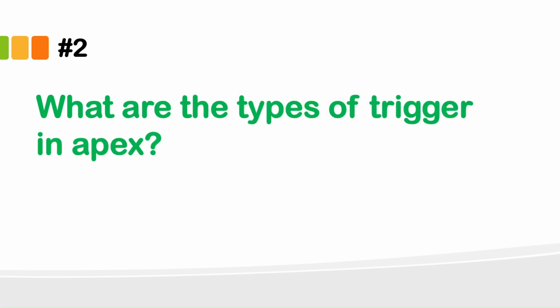The second question is, what are the types of triggers in Salesforce? The answer is, there are two types of triggers in Salesforce. The first is the before trigger and the second is the after trigger. Before triggers are used to update the record or validate the record values before the record is saved to the database. For example, if you want to validate that the contact phone number should not be empty while creating or updating a contact, and throw an error if the field is empty.